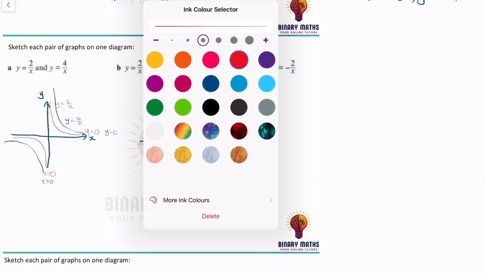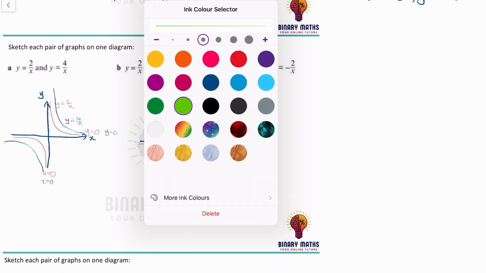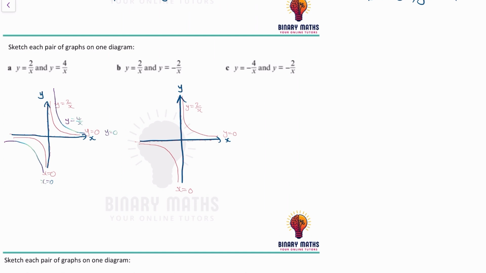Okay, let's do a different color. Let's do green. Okay, so minus 2 over x is the same graph, but it's in quadrant 2 and 4. So y is equal to negative 2 over x. Again, the asymptotes are the same, so I'm just going to label it x equals 0 and y equals 0. So that would be it. Okay, C now.